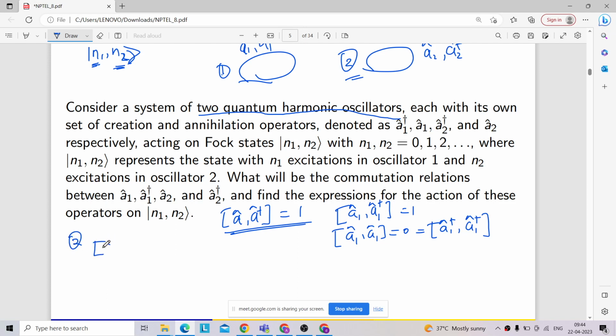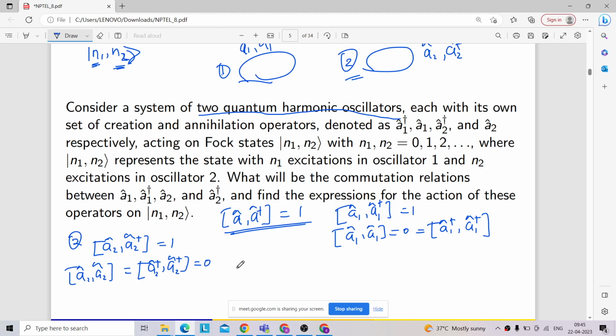A similar case holds for the second system. The commutation of A2 with A2 dagger will be 1, and the commutation of A2 with A2, and of A2 dagger with A2 dagger, will be 0, right?